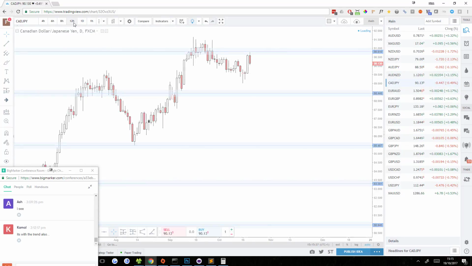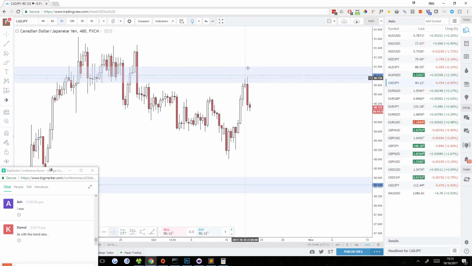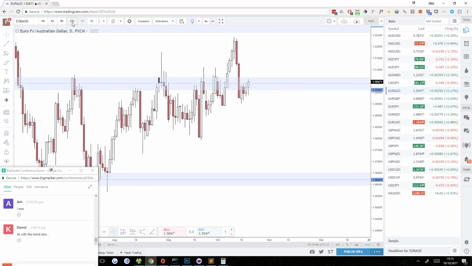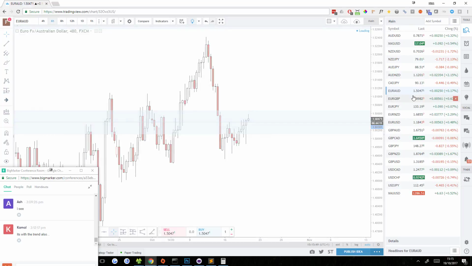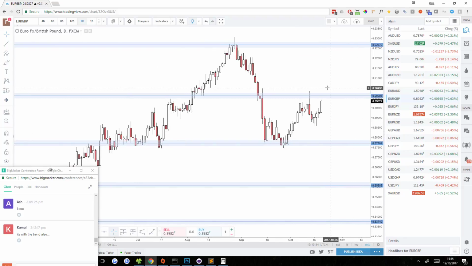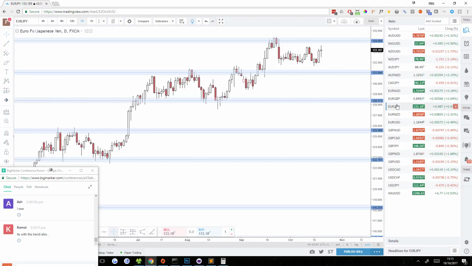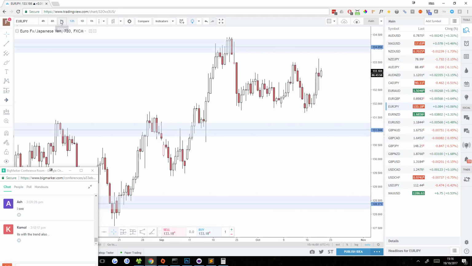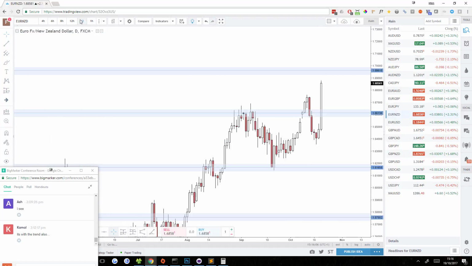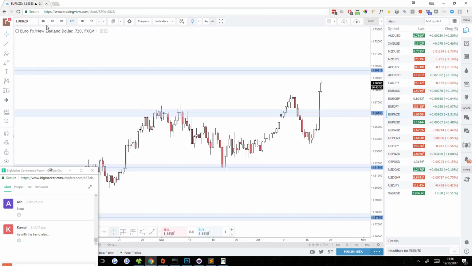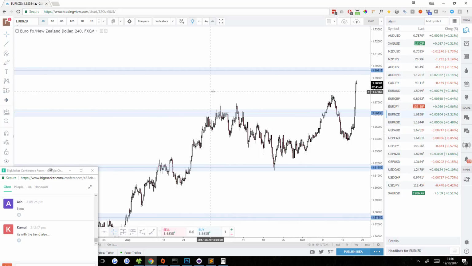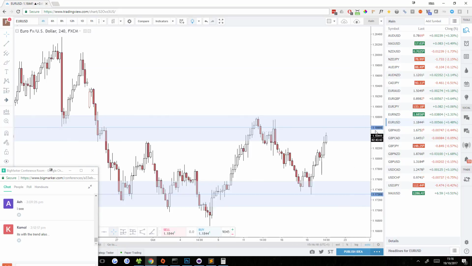CAD JPY, what are we seeing on here? It's pulled back up to this resistance area, now it's pulling away, but not much opportunity for actual trades right now. Euro AUD, yeah, nothing much there. Euro GBP, pulling up to resistance, but nothing much. Euro JPY, I'm not really seeing anything on here either. Euro New Zealand. Yeah, nothing much here. Euro USD, okay.